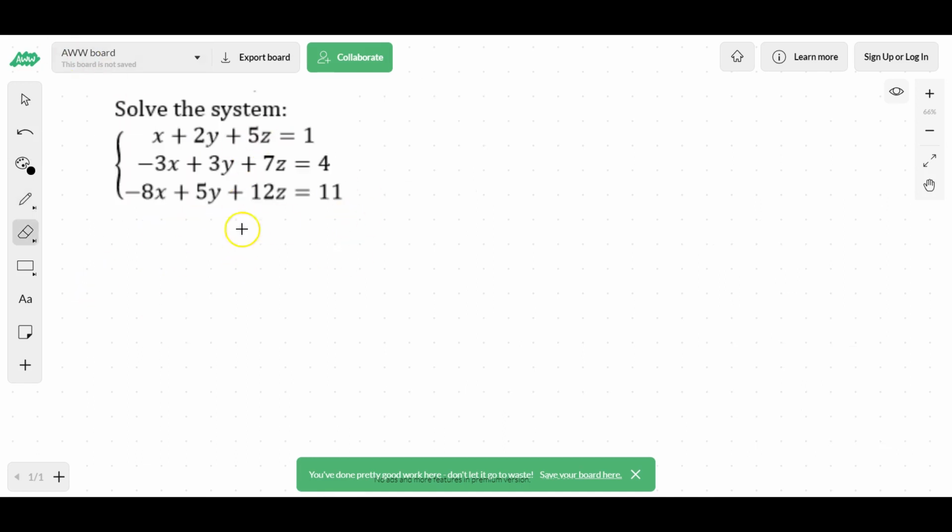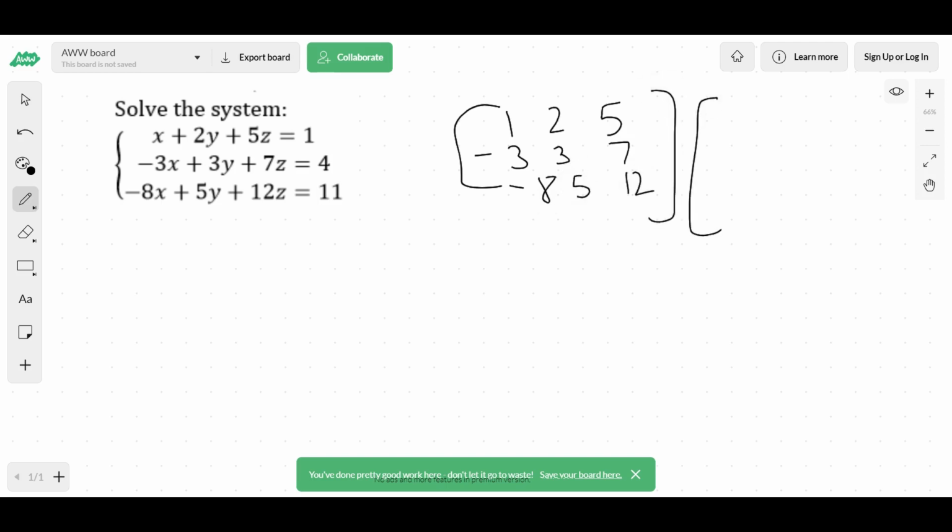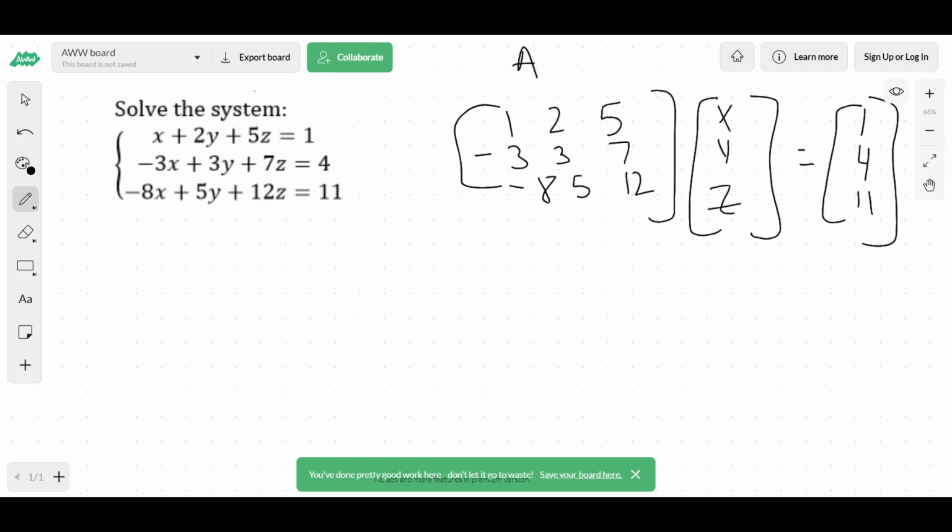Let's try the next. Now this one we could solve by hand, but if we have our graphing calculator, it's a lot easier to solve on our graphing calculator. So for my grapher, I first would turn this into a matrix just to work with this. My matrix would look something like this. And then it would be times x, y, z, and then it would equal 1, 4, 11. And then if you remember, if we call this matrix A and this matrix B, what we really want to do is take the inverse of both sides. So our final answer should be A inverse B.